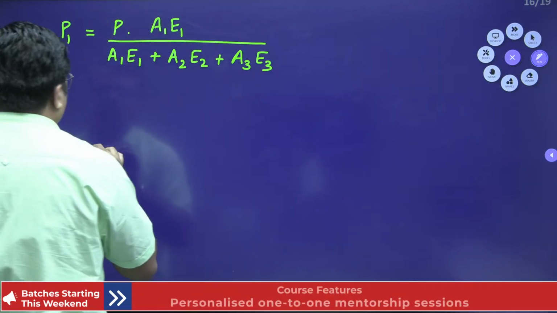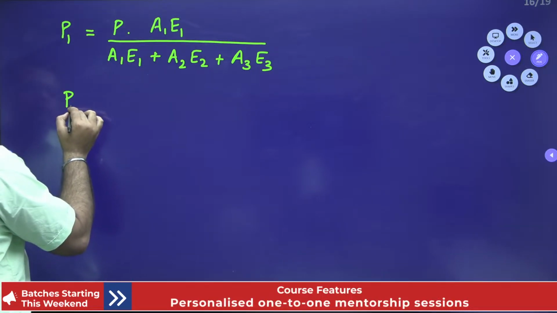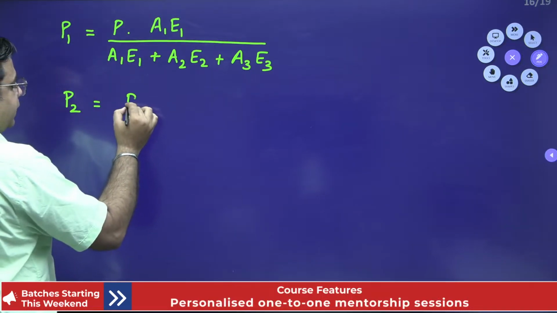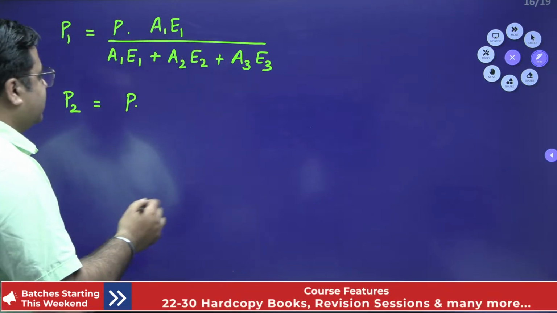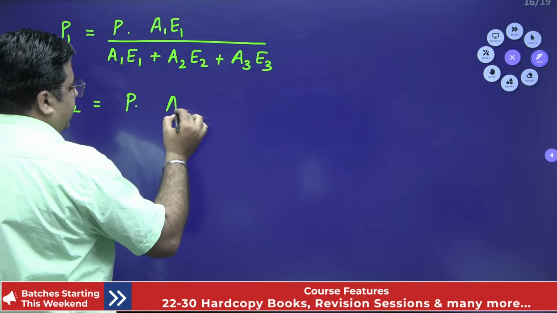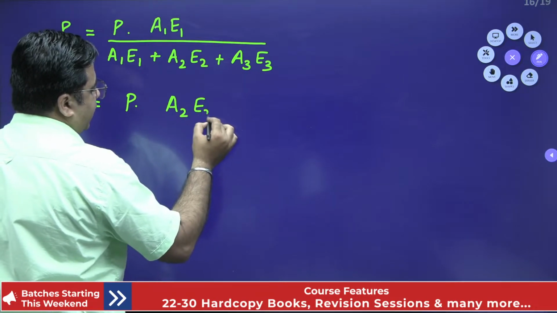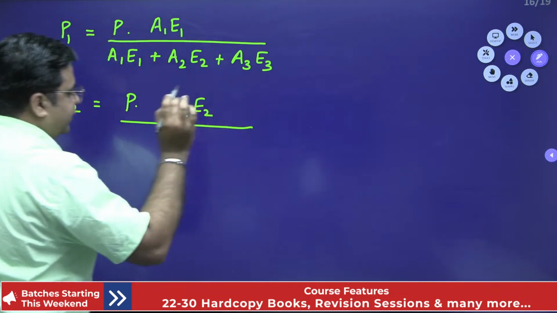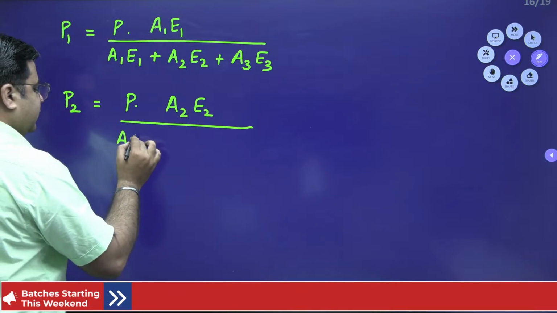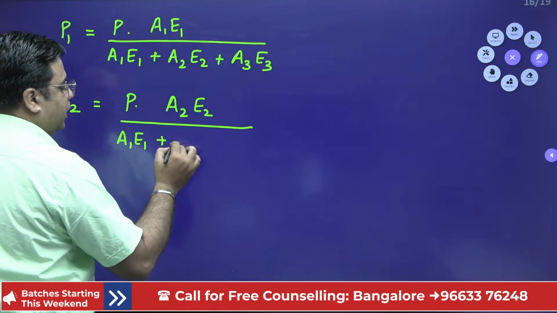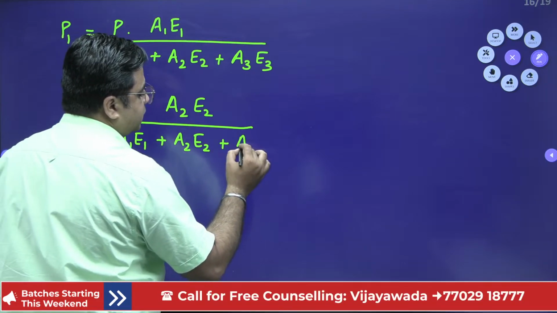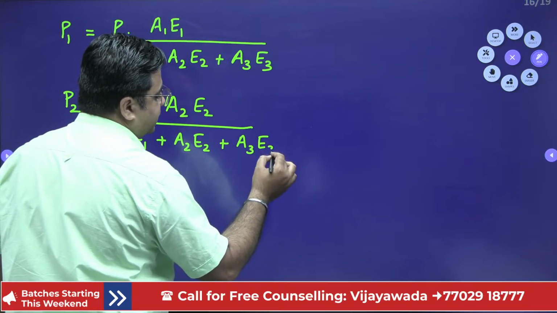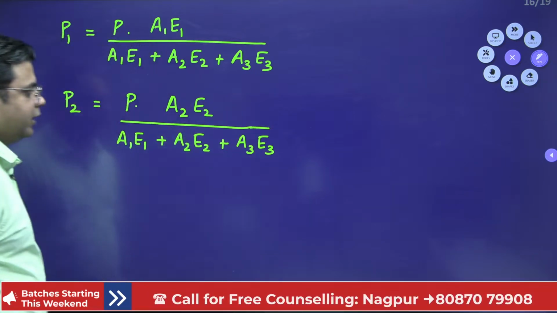Similarly, if you have to write P2, P2 is nothing but P, axial rigidity of the second member. Axial rigidity of the second member is A2 E2. And then in the denominator, write axial rigidity of all the members. That is A1 E1 plus A2 E2 plus A3 E3, as simple as this, right?